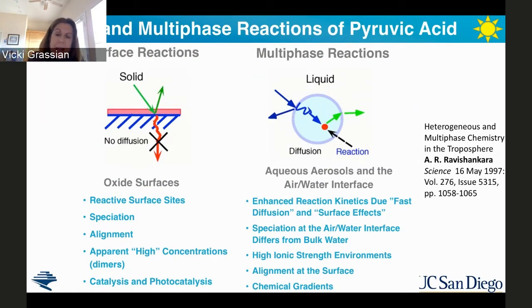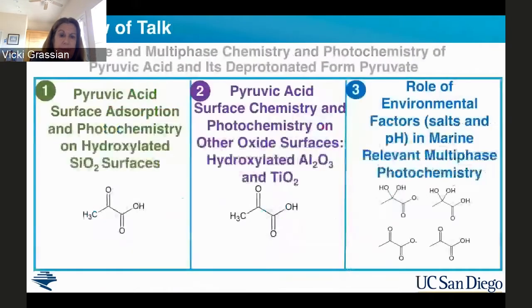Again, you can have very high ionic strength environments in these aerosols. There might be some alignment effects. People have talked about chemical gradients as well. I'll just touch on a few of these today. So I'm going to talk about three things here in my talk.